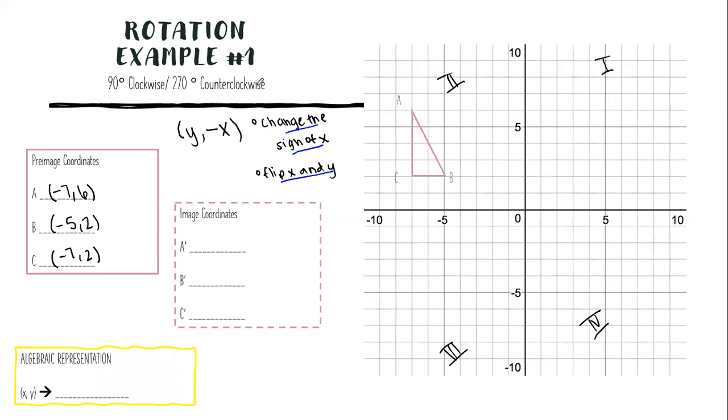All right, so let me restate this. The x is going to change signs. So it's going to turn into +7, right? So then it's going to be +7, 6. Then I'm going to flip x and y. So when I flip it, it's going to turn into 6, 7. So my new ordered pair will be 6, 7.